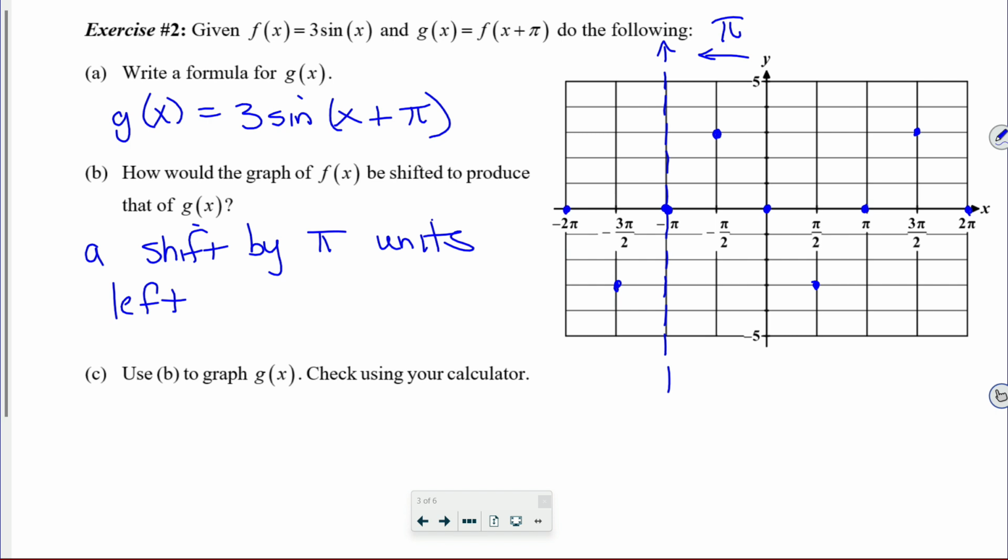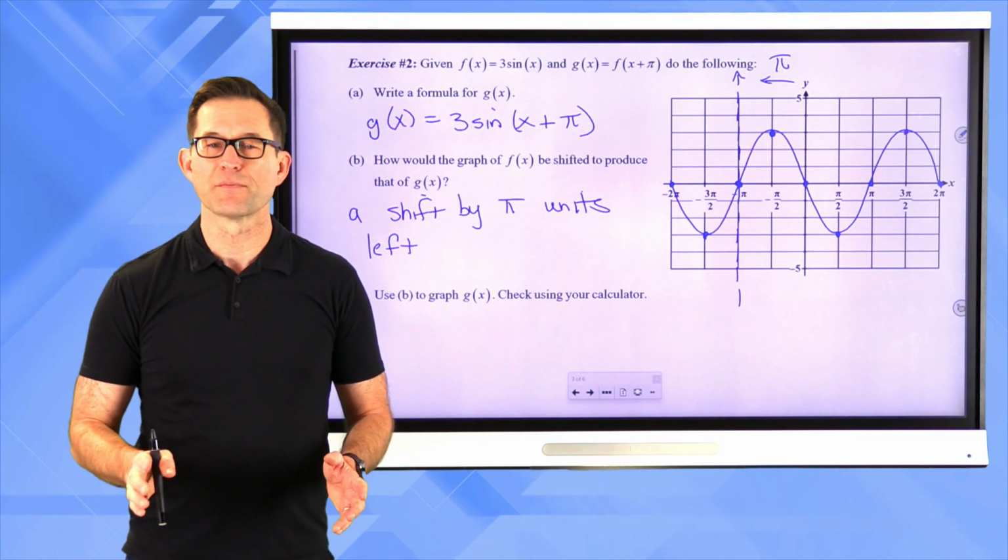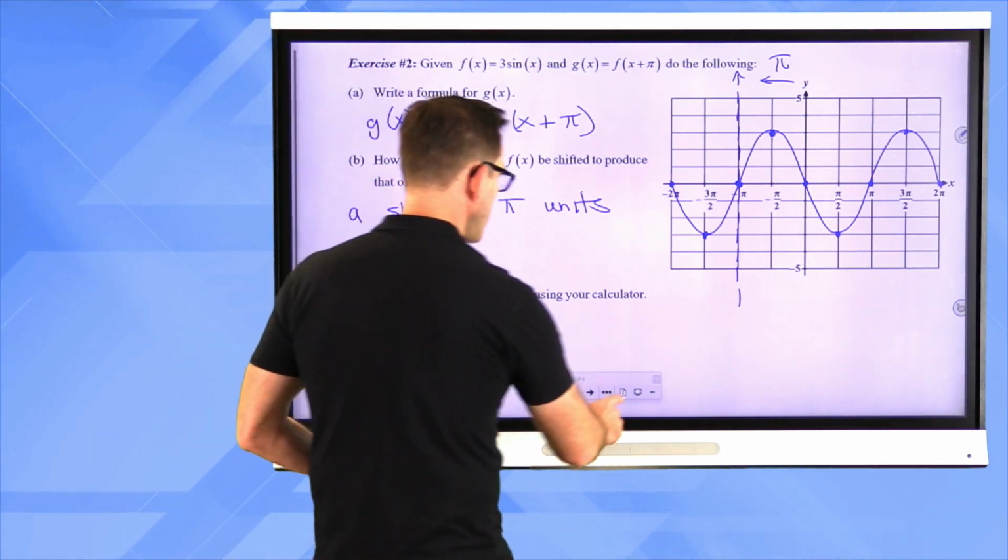And I'll end up having this beautiful looking sine curve. There we go. All right, and there's 3 sine x plus pi. Let's take a look at it on the calculator again.